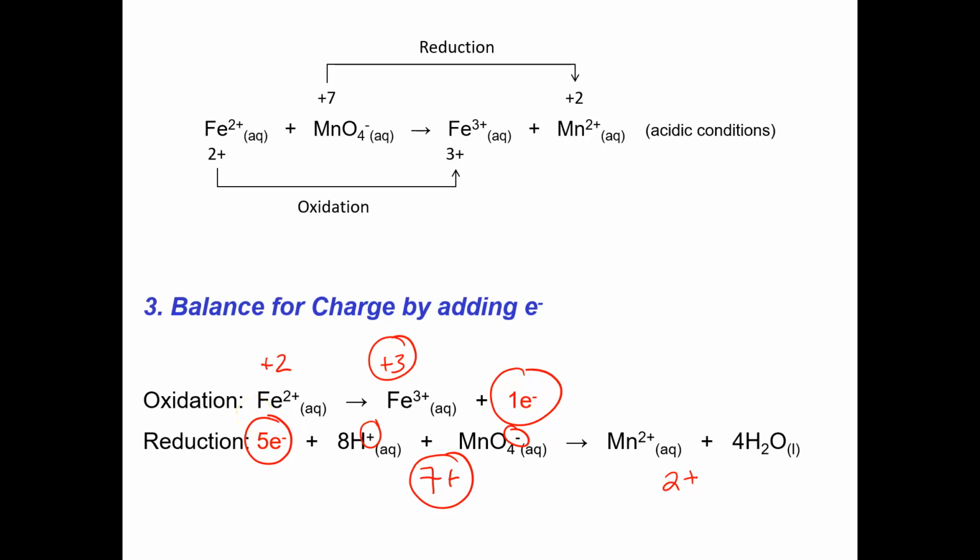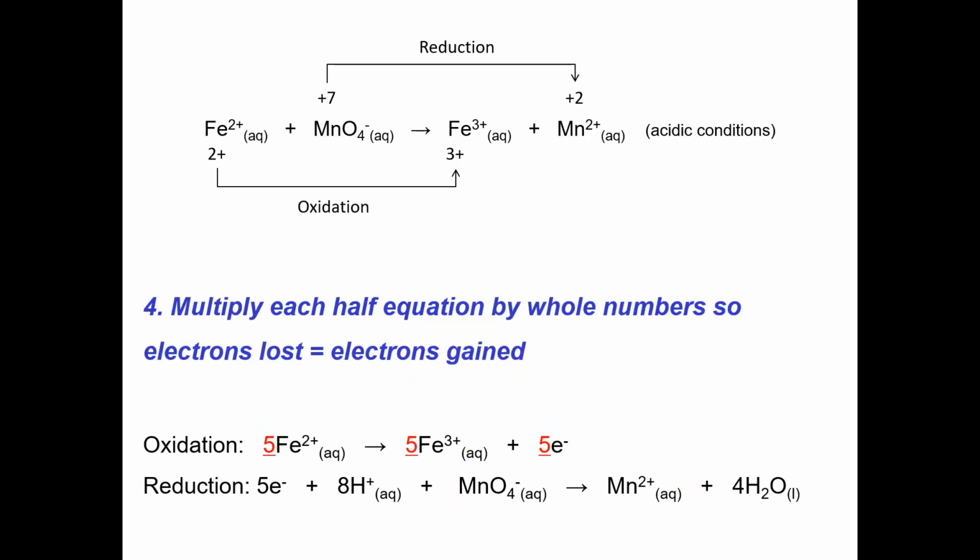Okay, so now we've got the charge and the mass all balanced out. We can go ahead and push our equations together. But first we're going to have to multiply one or both of our equations to make sure that electrons lost equals electrons gained. And I hope you can see what needs to happen. We're going to have to multiply our top one by 5 to make sure that we have 5 electrons being lost, because we need 5 electrons being gained in our second equation. So we multiply everything in our first equation by 5, and there we are.